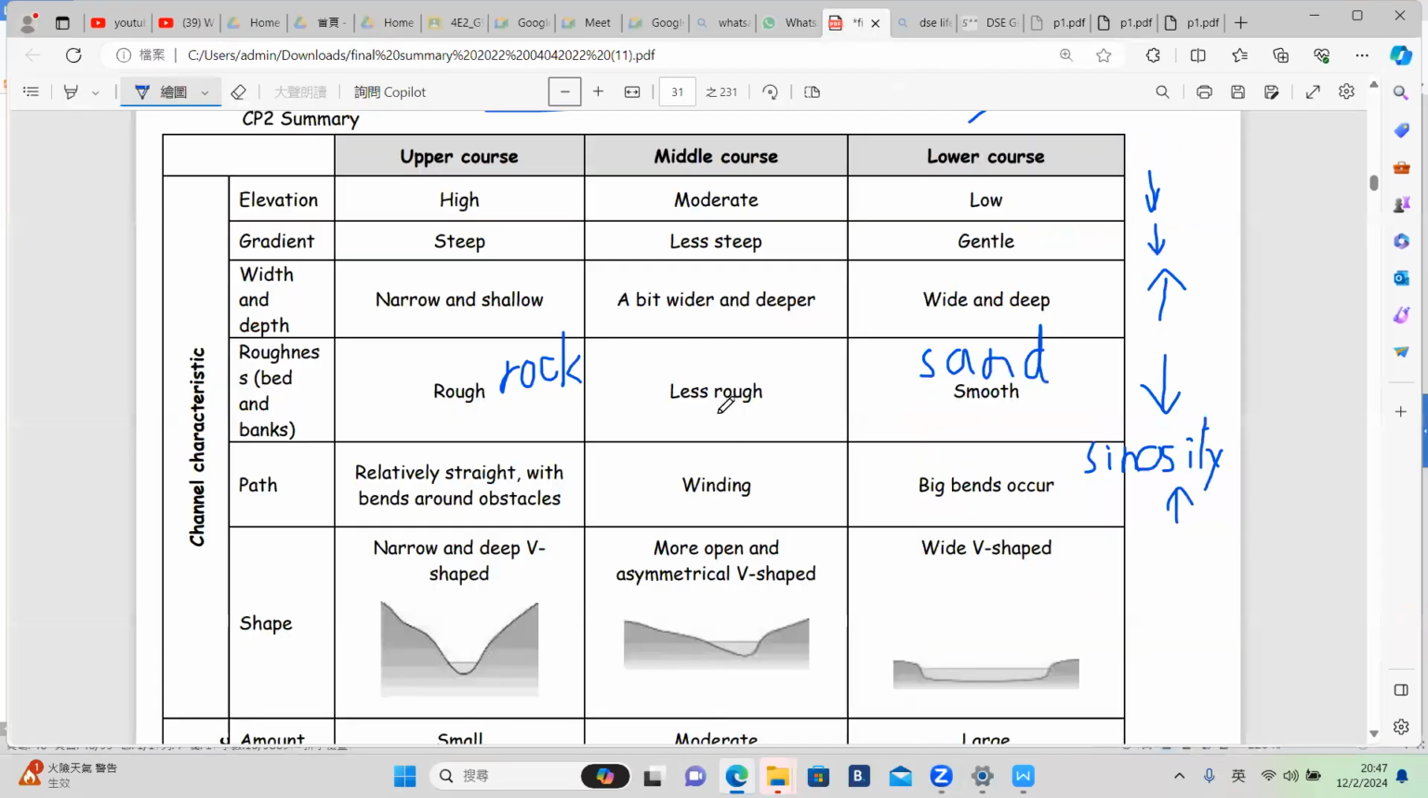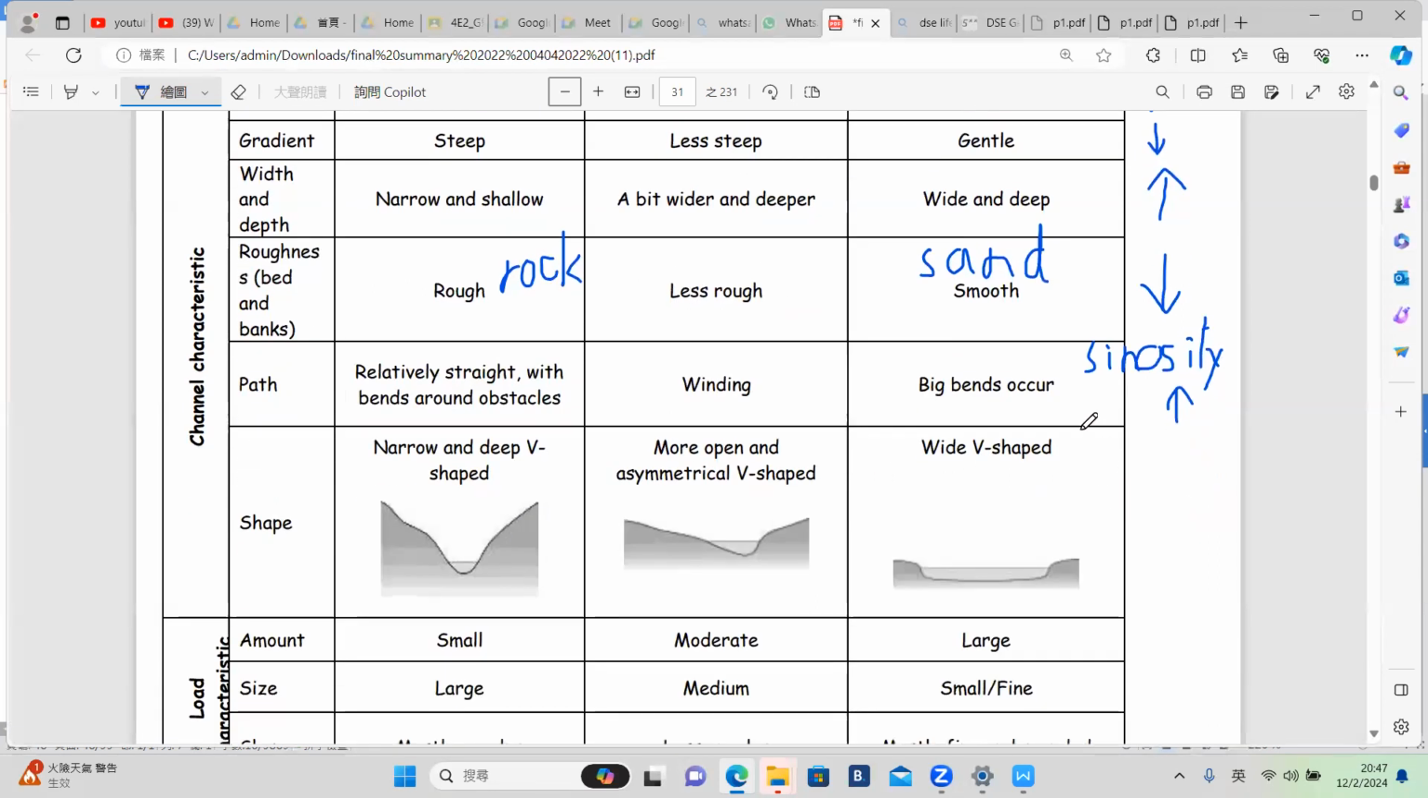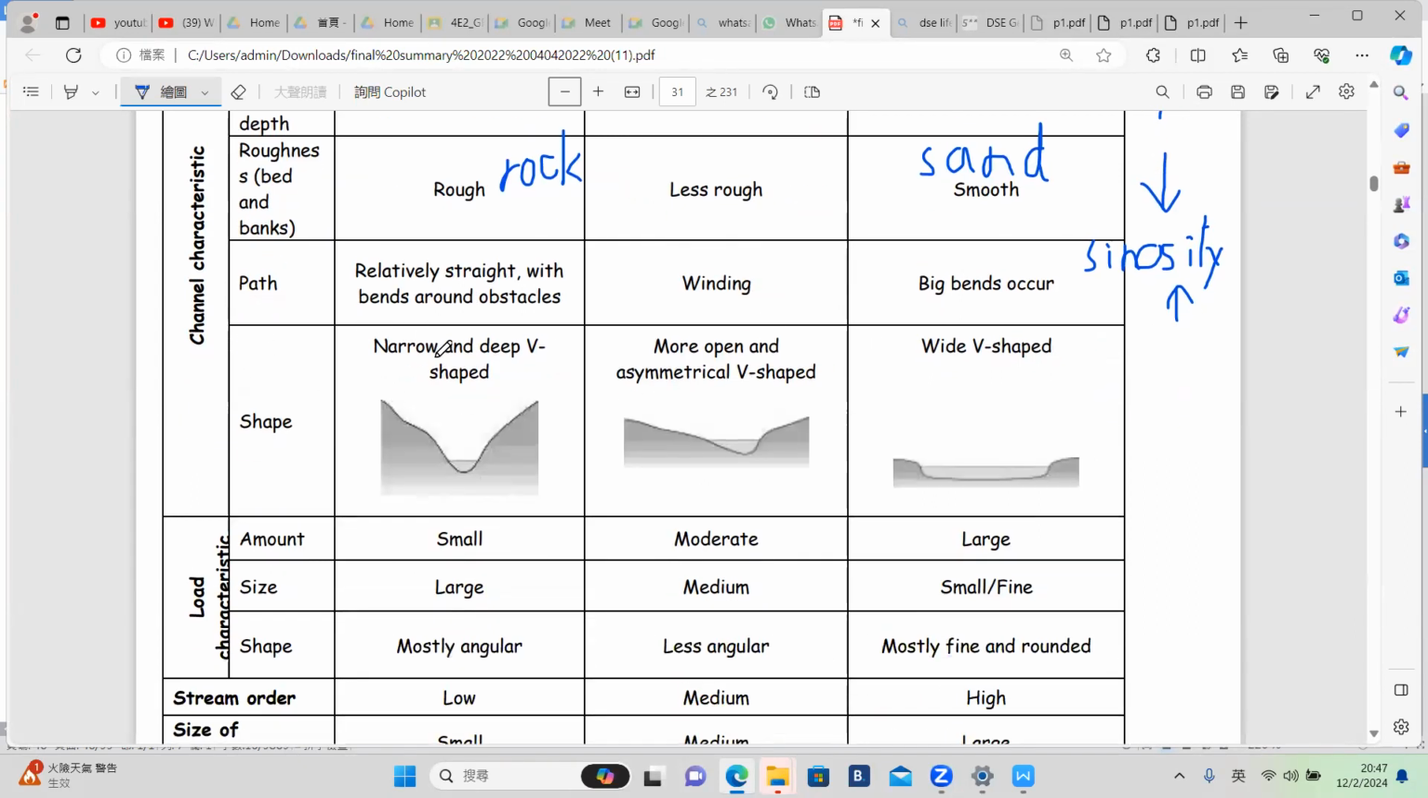Right here, yeah. Okay, so you can see in terms of the waterfall, this kind of landscape, which is the upper course, you can find the river channel is relatively straight. For the middle course, it's winding a bit. And then the lower course has a lot of big bends, just like the meander, that kind of thing. Okay, how about the shape?